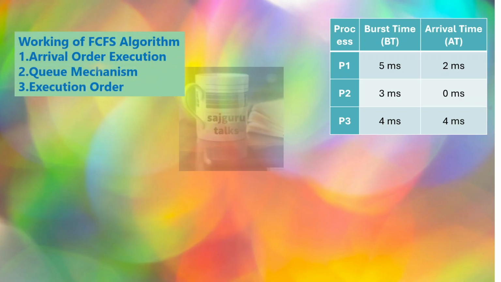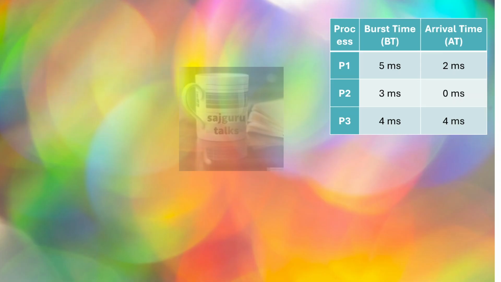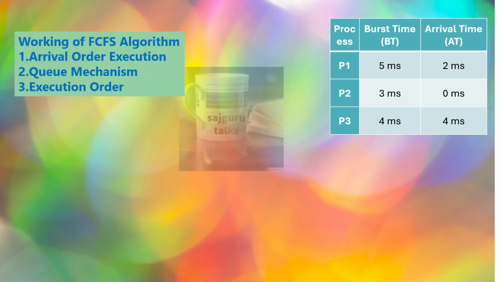So now we will discuss the working principle of the FCFS algorithm. The first one is arrival order execution. Second one, it follows the queue mechanism. Third one, the execution order. So the first one, arrival sequence execution: the CPU arranges processes based on their arrival order. And the second one, queue system: it employs a FIFO queue. And third one, execution sequence: the task that arrives first obtains the CPU first.